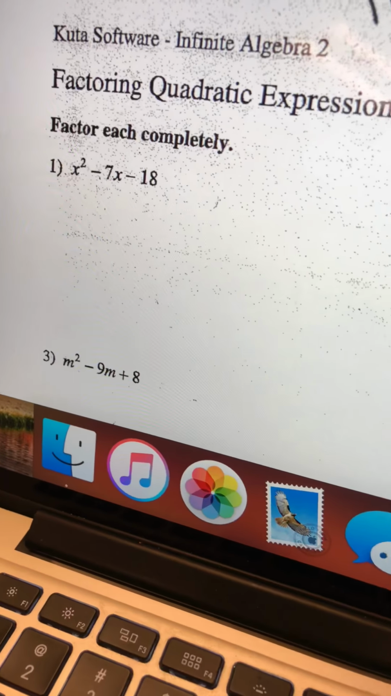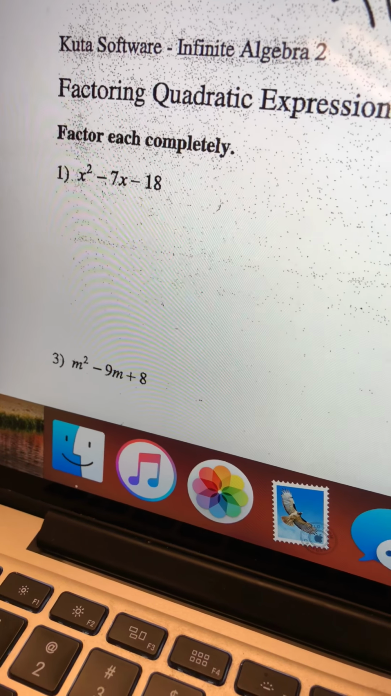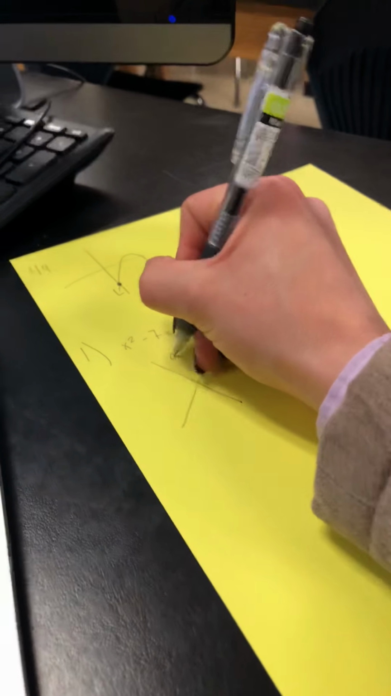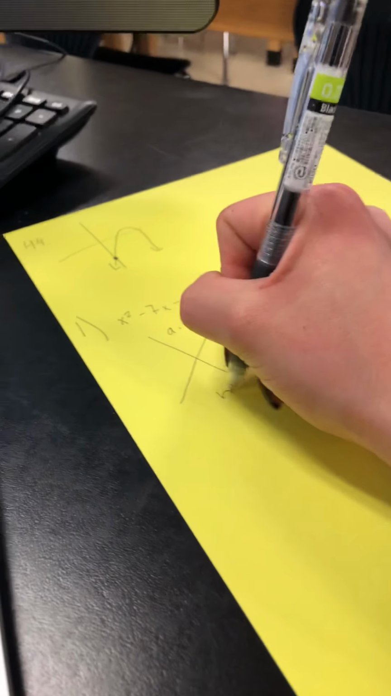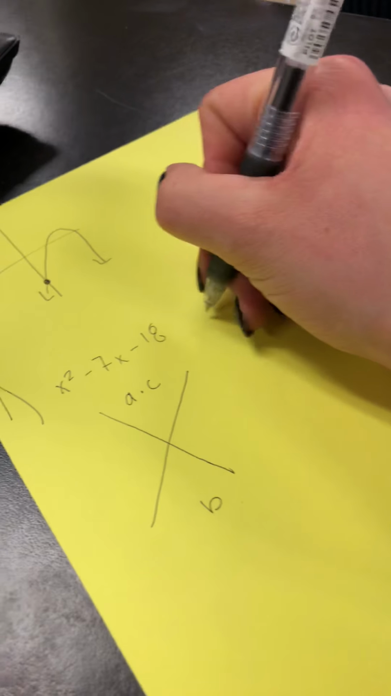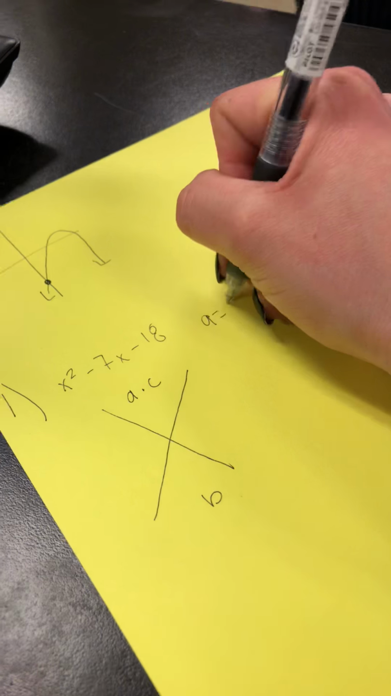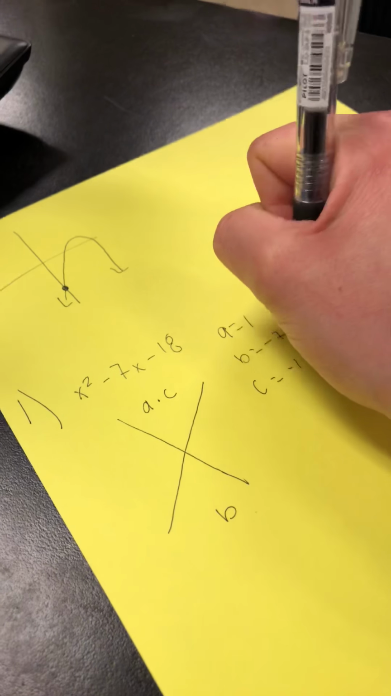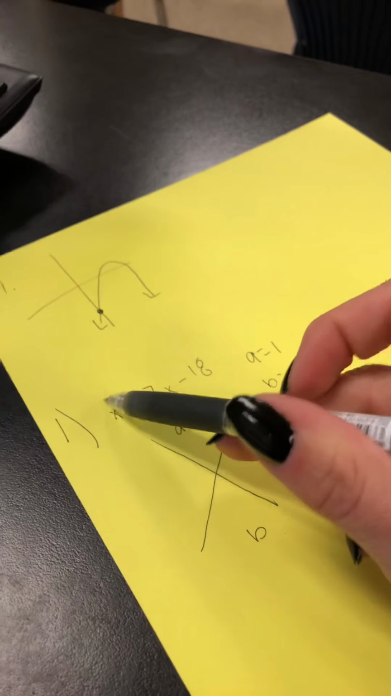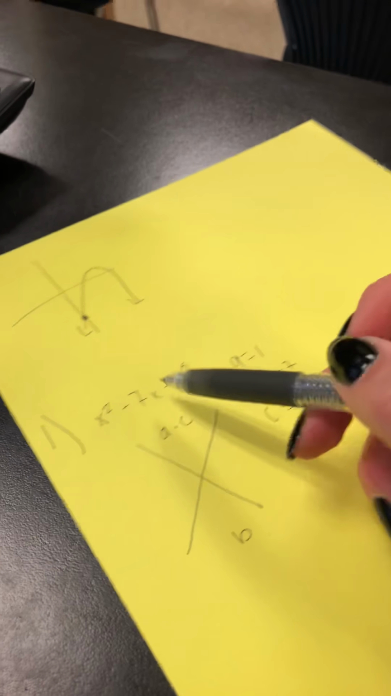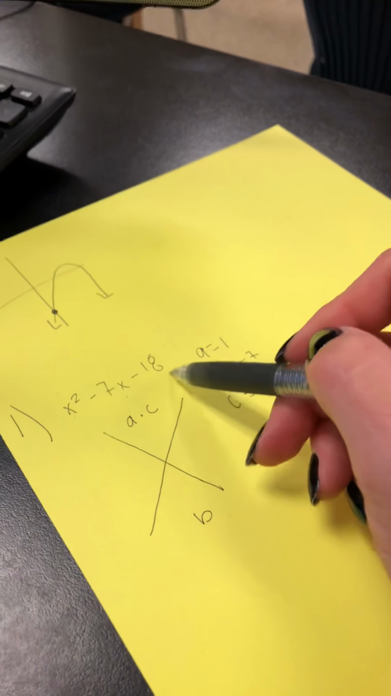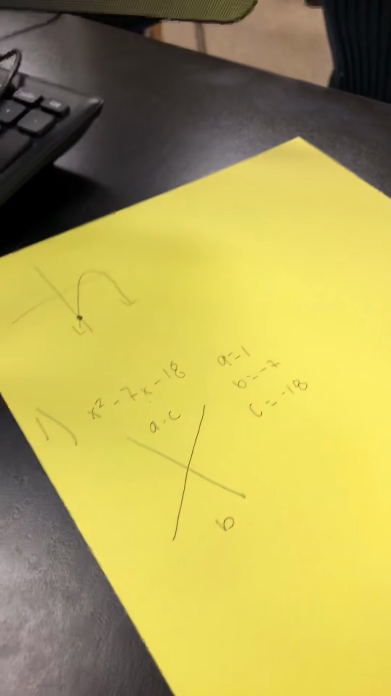Okay, we have x squared minus 7x minus 18. I'm going to go ahead and use the x method. On the top goes a times c. On the bottom goes b. I'm going to go ahead and label my a, b, and c. My a is equal to 1, my b is equal to negative 7, and my c is equal to negative 18. The a is the coefficient of my x squared, the b is my coefficient of my x, and the c is the constant right here all the way towards the right.